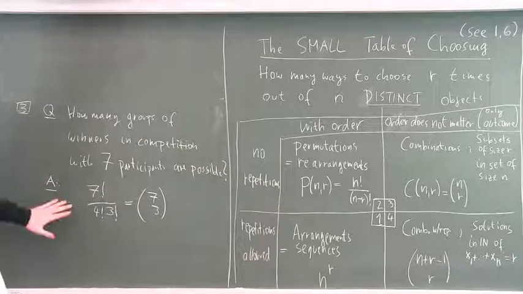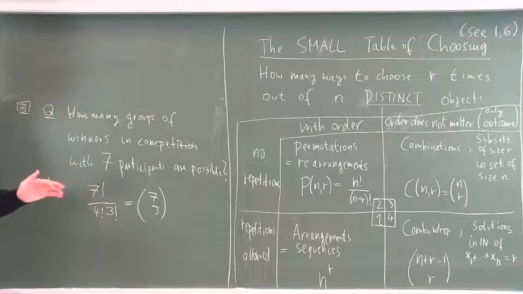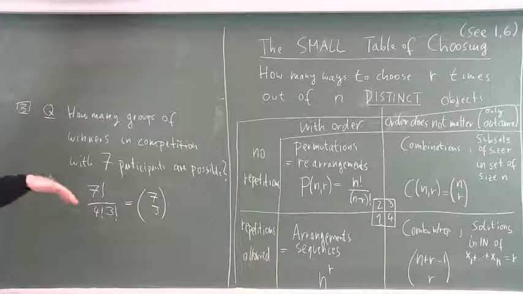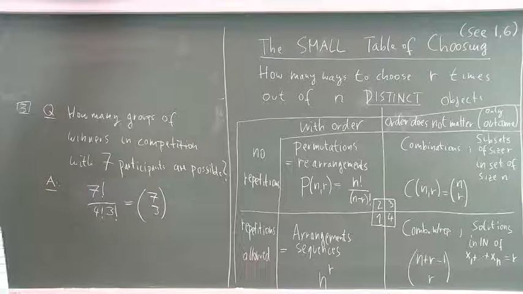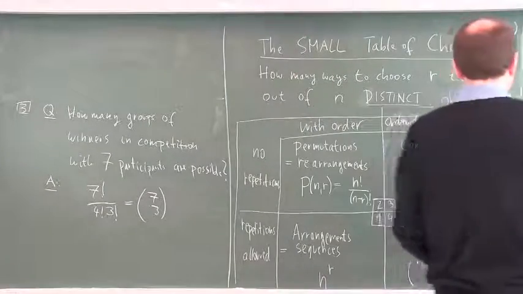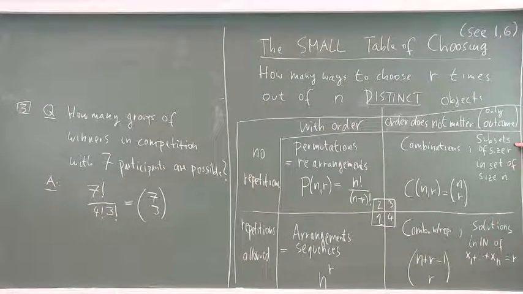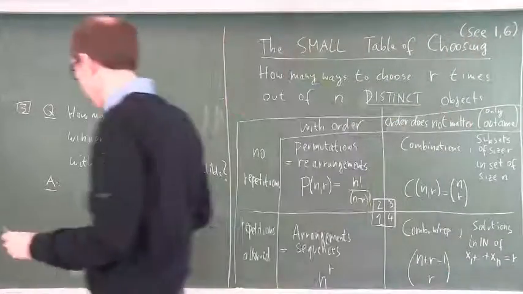So a different way of thinking about this is that you have these 7 participants. Think about them as being elements of a set. And you choose the group of winners. So these are 3 people. So you choose a group of 3 people out of them. How many possibilities do we have? Well, this is precisely the number of subsets of size 3 in a set of size 7. So this is a different interpretation.